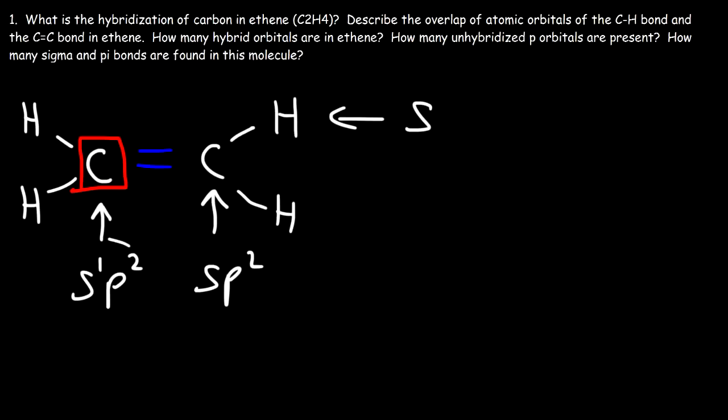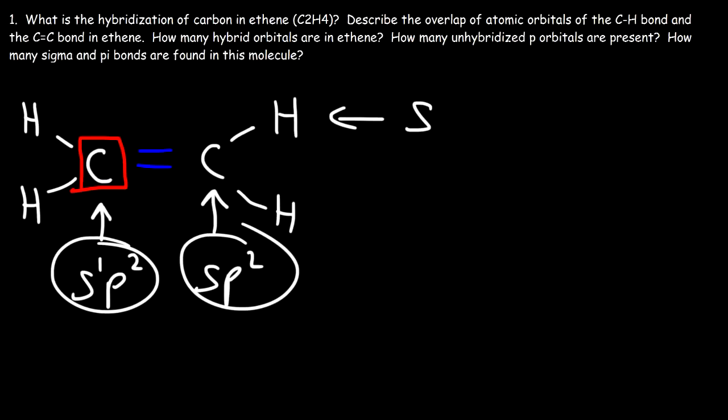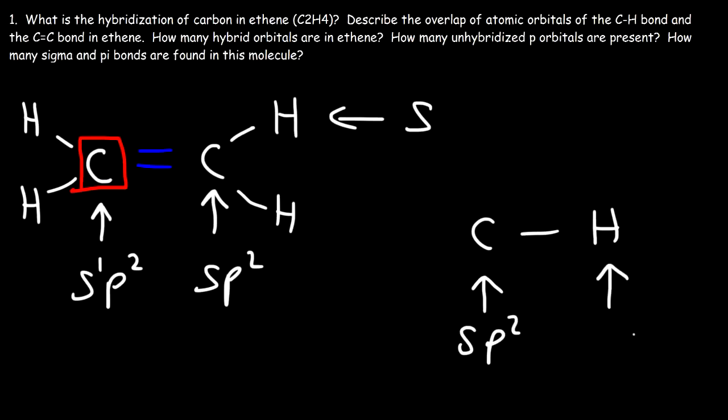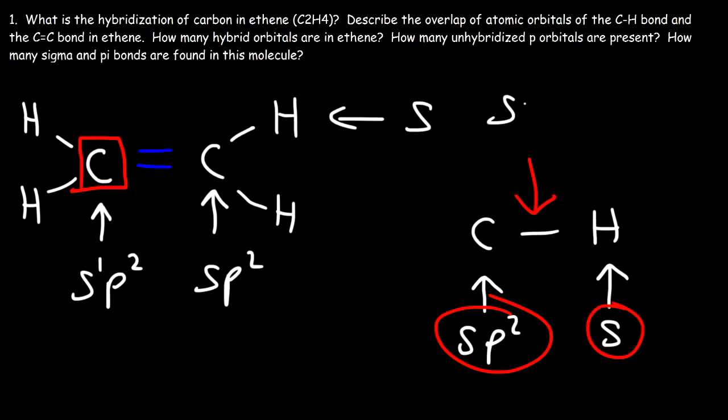So now that we have the hybridization of all of the carbon atoms in ethene, let's talk about the overlap of atomic orbitals of the CH bond. Carbon has an sp2 hybrid orbital, and hydrogen has an s orbital. So the CH bond has an overlap of these 2 orbitals. You could say it's an sp2-s bond. Now what about the overlap of atomic orbitals for the CC bond? We could describe it as being an sp2-sp2 bond.